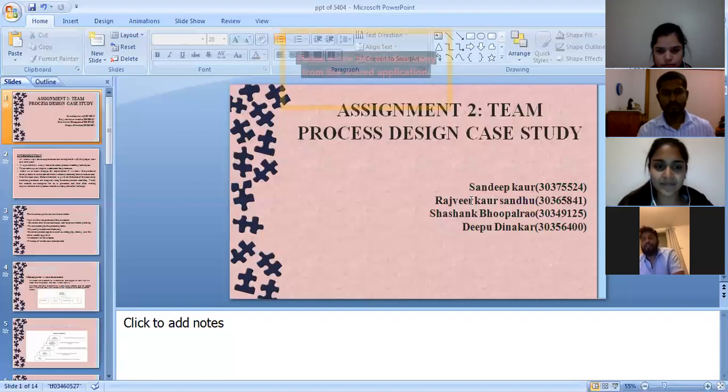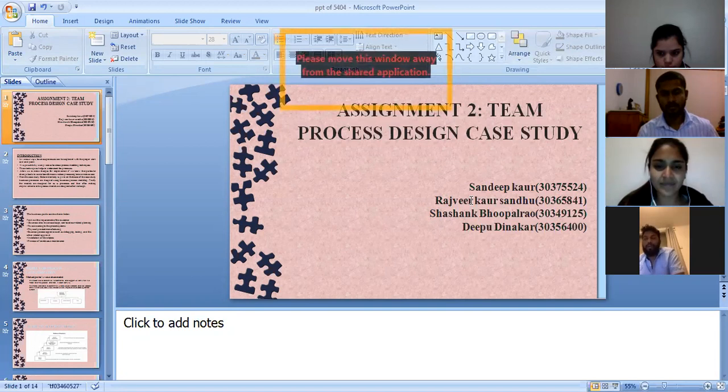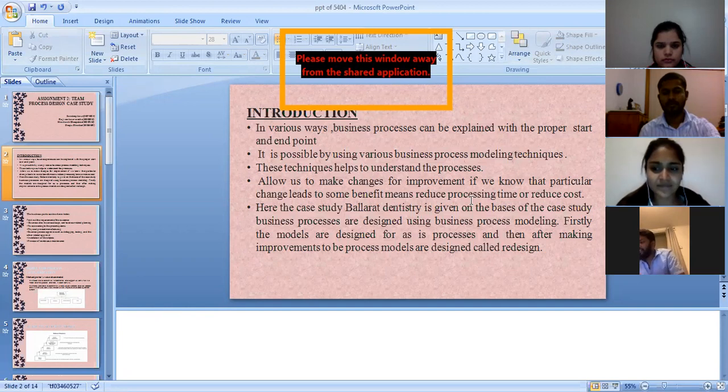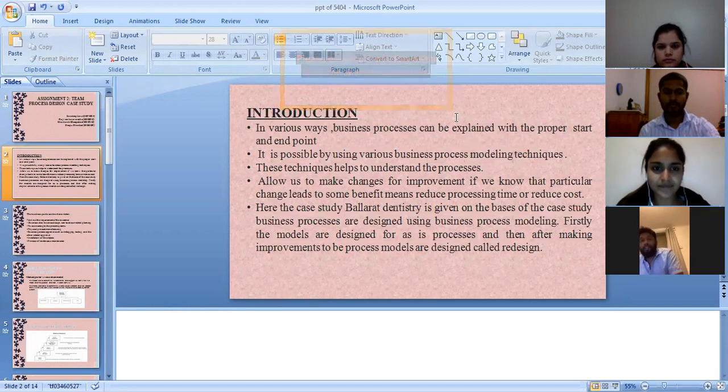I would like to pick from the case study. I have picked up a few key points. The Ballarat dentistry provides 3 types of dental treatments: general dental treatment, orthodontics, and cosmetic dental treatments. So I would like to show the PPT about this. I'd like to begin with the introduction.